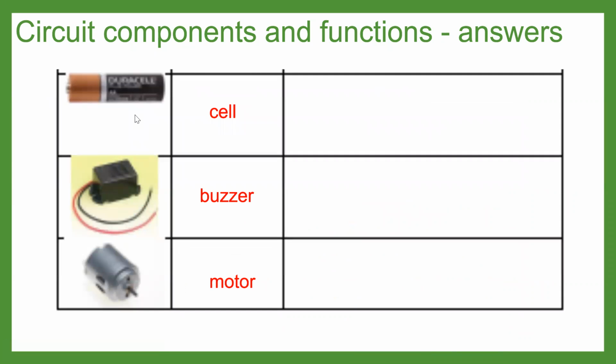We have got a cell, because we've only got one. If there was two, there would be a battery, but we've only got one, so it is a cell. We have got a buzzer and we have got a motor. Okay, you should have those answers down already. We're going to go through those.